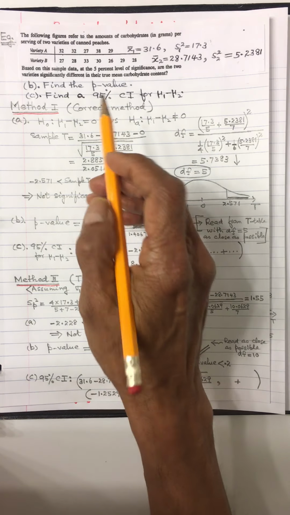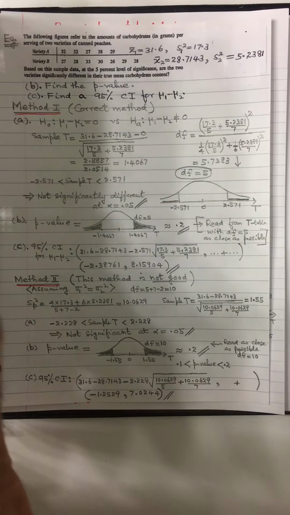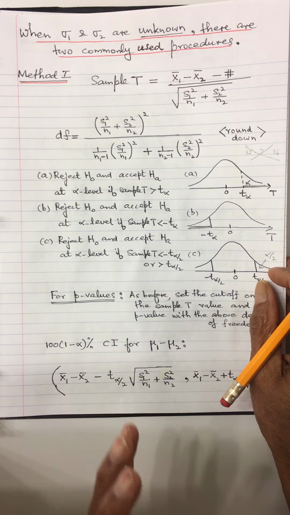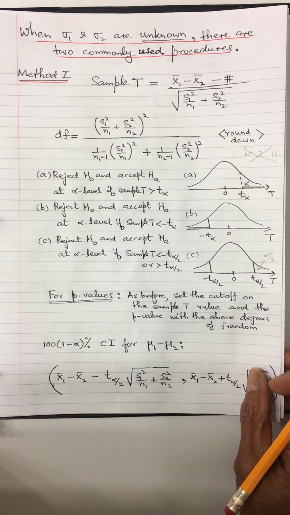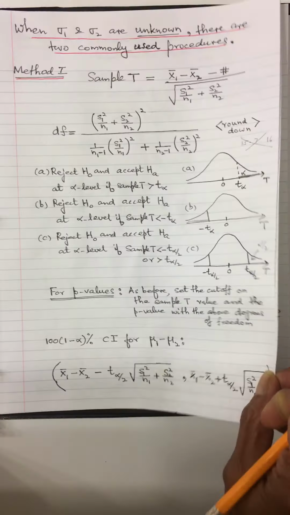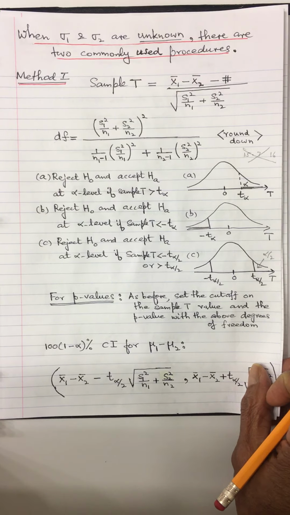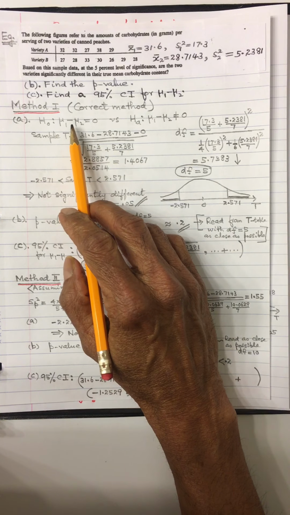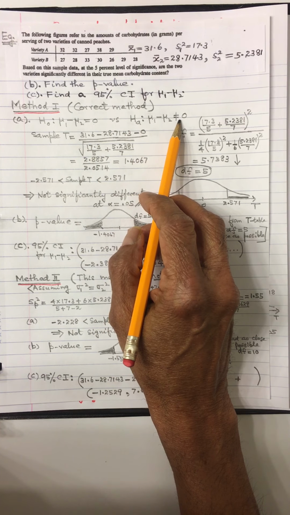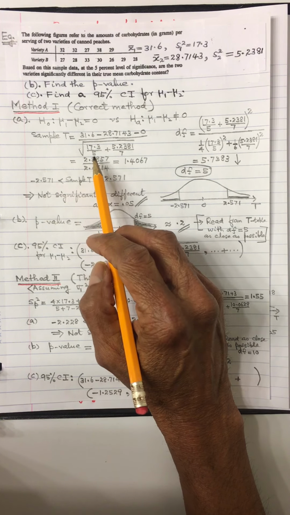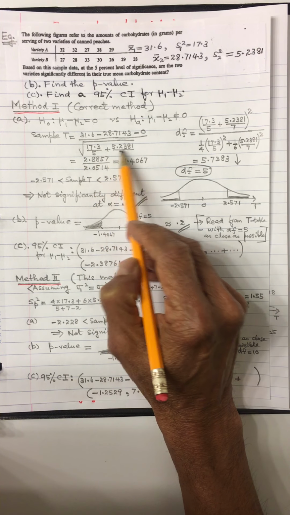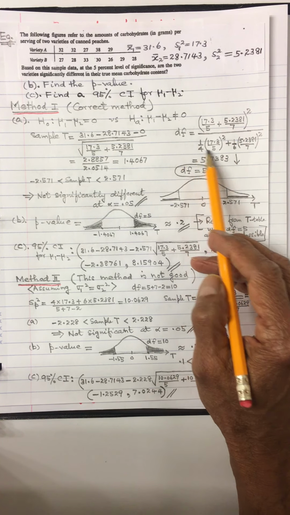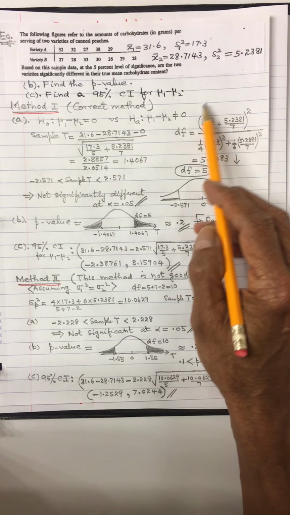Method 1 is the t method, and method 2 is the pooled estimate method, assuming equal variance. So let us look at method 1. Here you want to see whether there's a difference or not. So put in those values: this is S1 squared, S2 squared, and here that is that. And the degrees of freedom come out of this complicated formula.